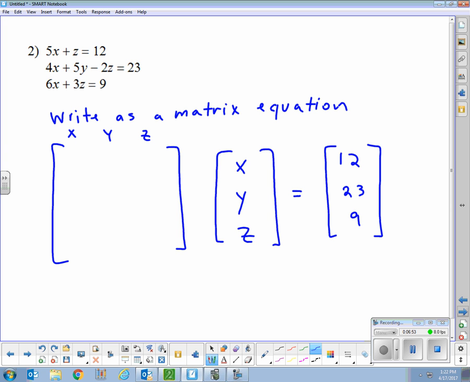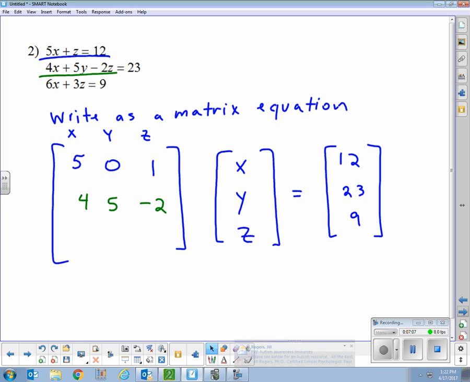so that when I multiply, my coefficients will match up with my variables. So the first row is going to be 5, 0, 1. My second row is going to be 4, 5, -2. And my third row is going to be 6, 0, 3. So that would be my matrix equation.